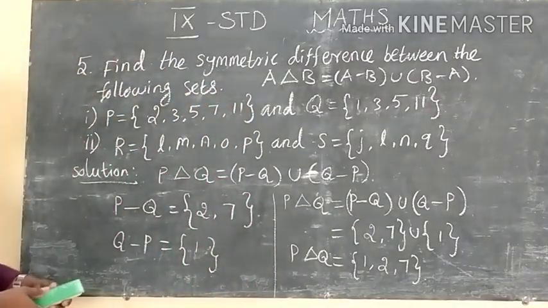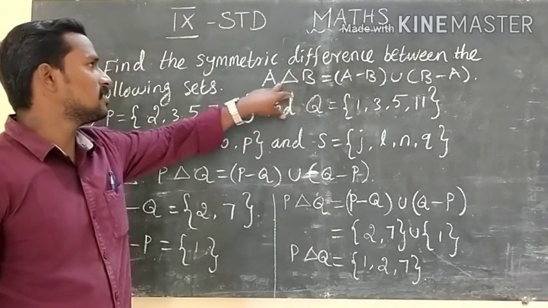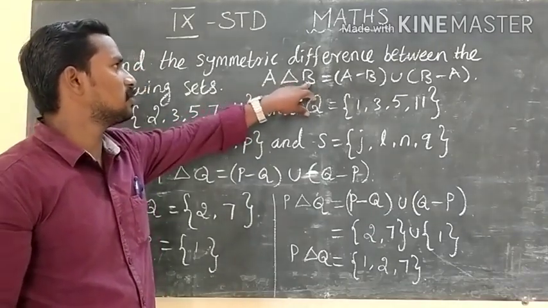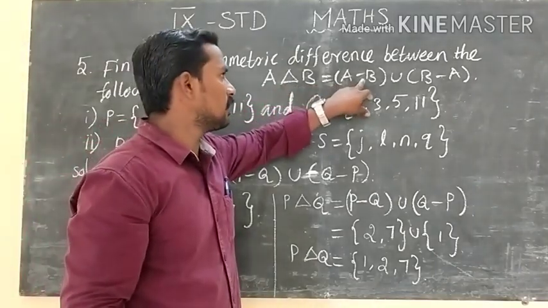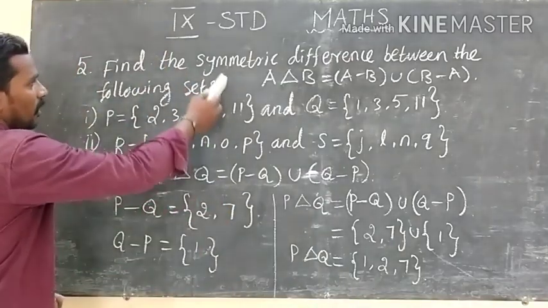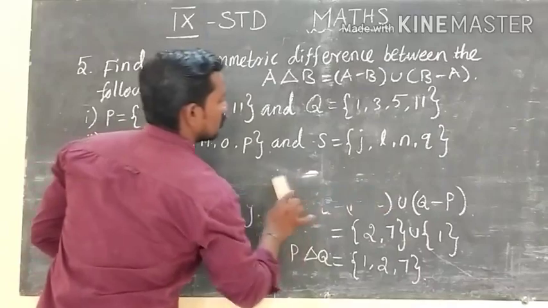Have you understood how to find the symmetric difference? This is a formula. When two sets A and B are given, A symmetric difference B is equal to A difference B union B difference A. This is your formula to find the symmetric difference. Next, the second question.